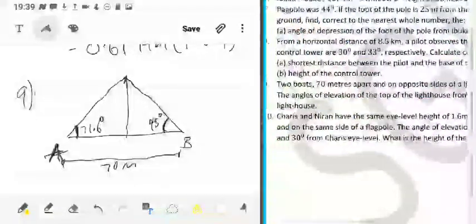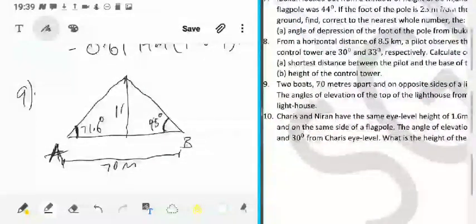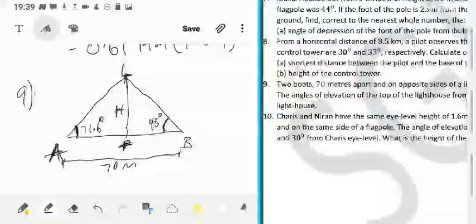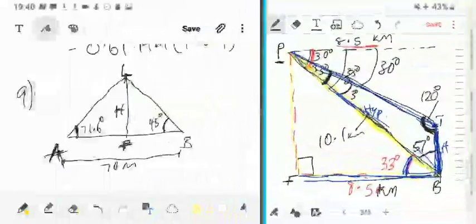Find the height of the lighthouse. So we want to find this height here. This is the lighthouse, L, the top of the lighthouse here. We want to get this. Let's call this one the foot of the lighthouse, F. Okay, so let's drag this over to our second notebook.